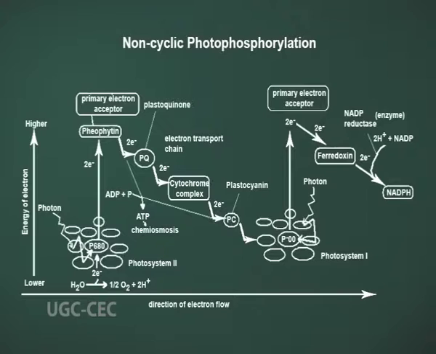But the protons used during the reduction of NADP plus to NADPH are taken from the stroma. This also contributes to establishment of the proton gradient along the thylakoid membrane. The proton gradient drives the synthesis of ATP by the ATP synthase located in the thylakoid membrane.